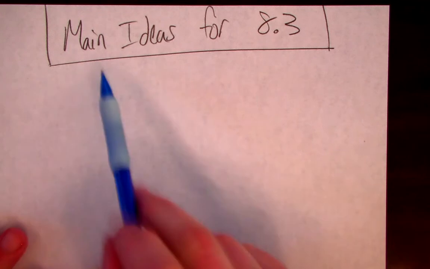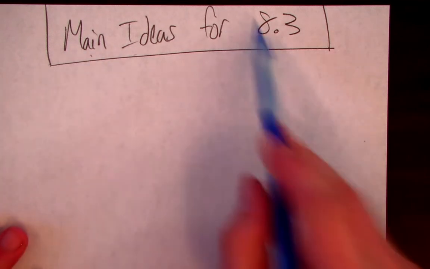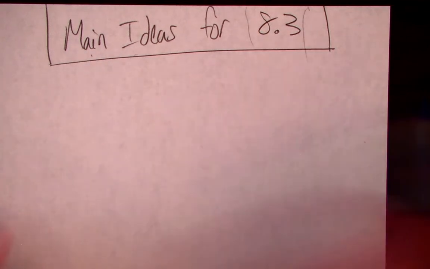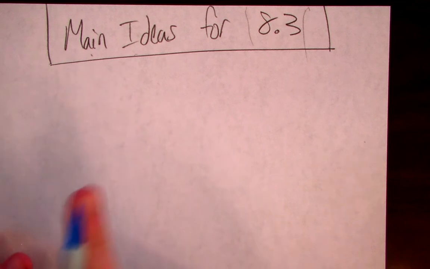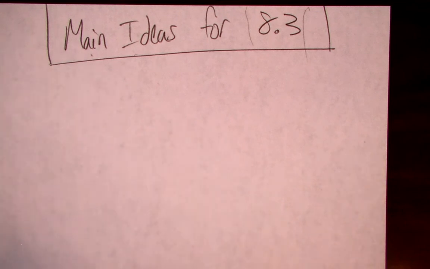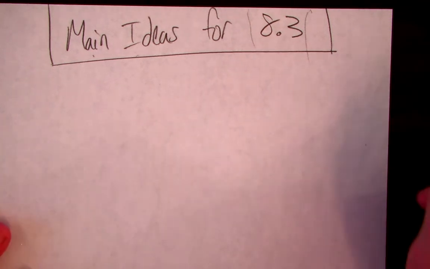And I want to make sure that we have some main ideas for that SOL 8.3. This is the one where you are trying to do two things. You want to estimate and determine the two consecutive integers between which a square root lies. And you want to be able to determine the positive and negative square roots of a given perfect square. So let's break it down one thing at a time.